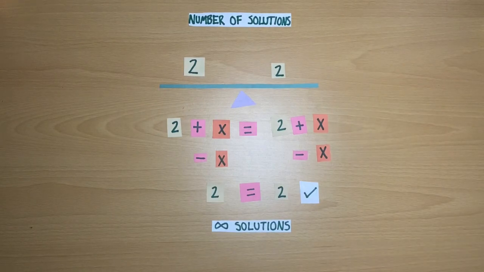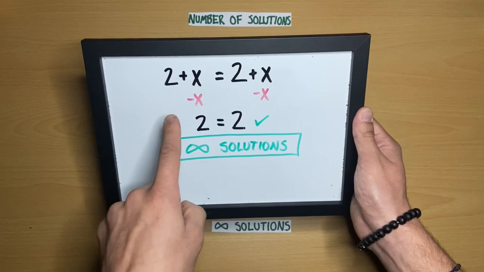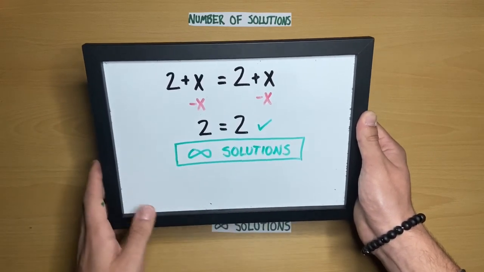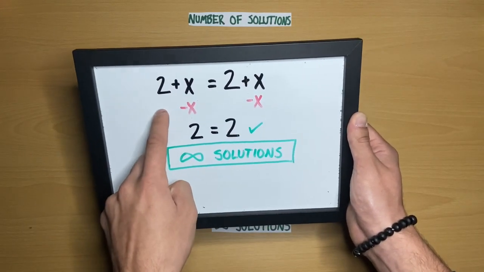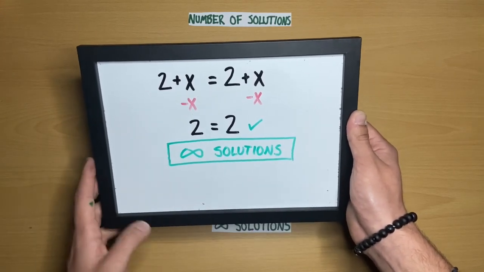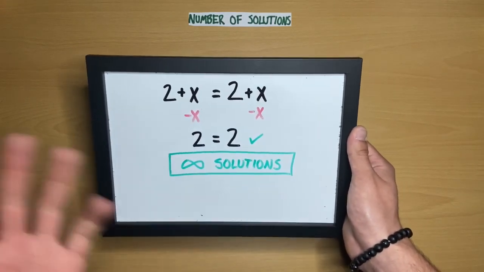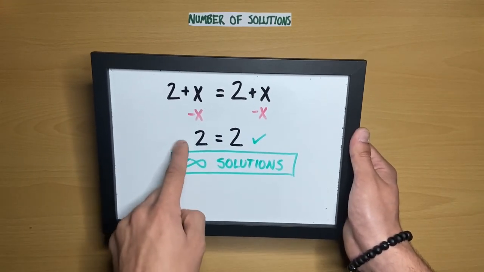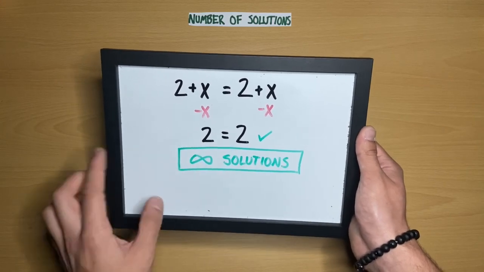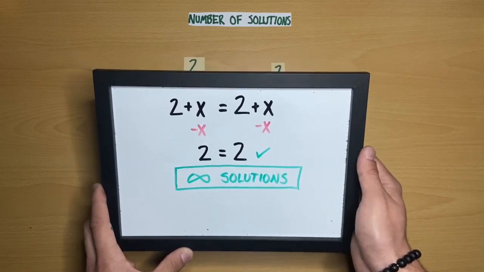Now, on a whiteboard or on paper, it would look something like this. We have 2 plus x equals 2 plus x. We're trying to combine like terms, and in this case, I wanted to get x's on the same side of the equal sign. And in doing so, I eliminated the x's. There weren't any x's left, and we were left with this statement: 2 equals 2, which is true. So there are infinitely many solutions.